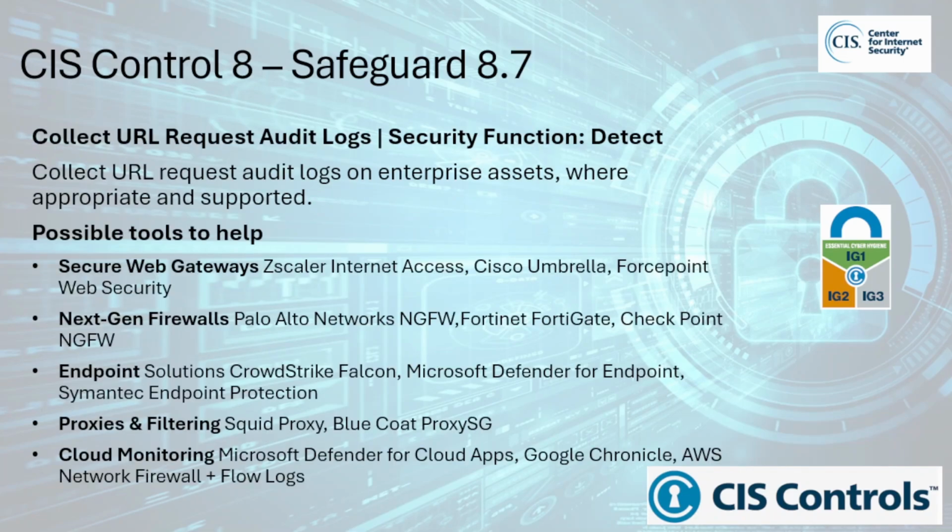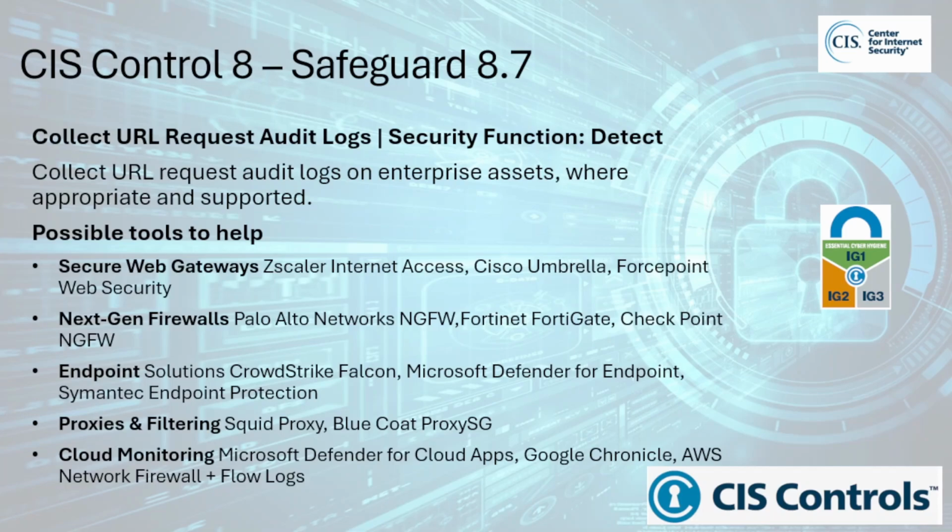Safeguard 8.7. Collect URL request audit logs. Comes under the Detect Security function and is within Implementation Group 2. The safeguard calls for organizations to collect audit logs of URL or Uniform Resource Locator requests made by enterprise assets, where appropriate and technically supported.